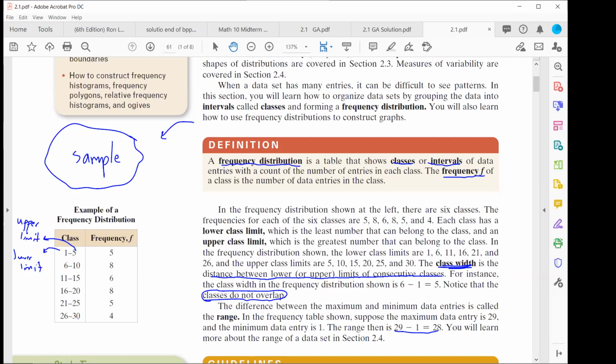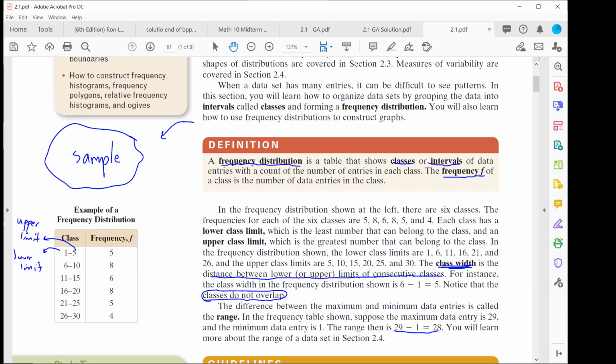Next class, the lower limit is 16. The upper limit is 20. How many data are here? 8. It means that the number of counts or frequency of this class is 8. Next class starts at 21. So the lower limit of this class is 21 and the upper limit of this class is 25. The frequency is 5 or the count is 5. It means that you have 5 numbers in this class.